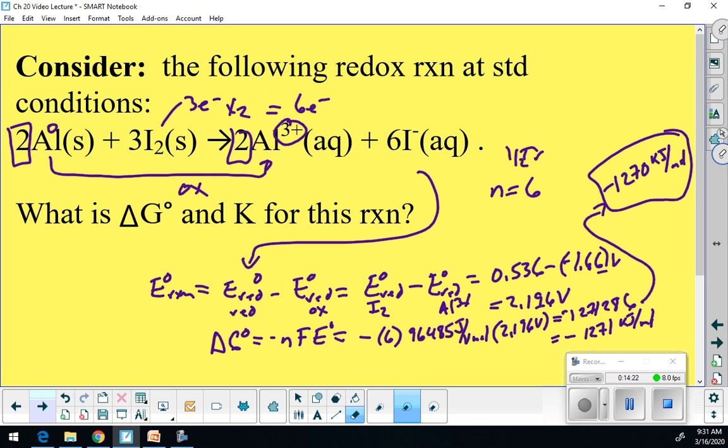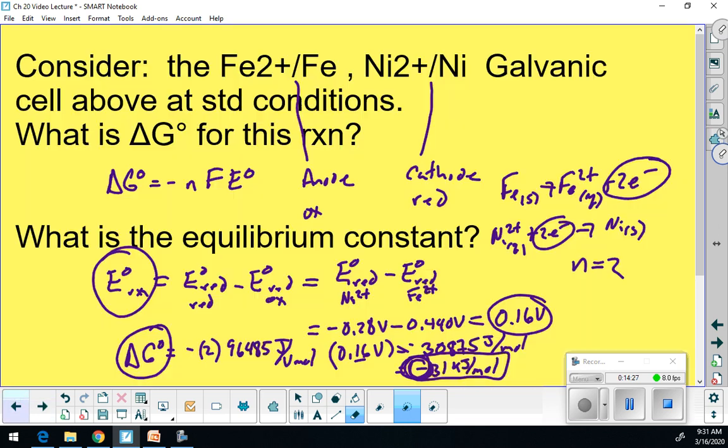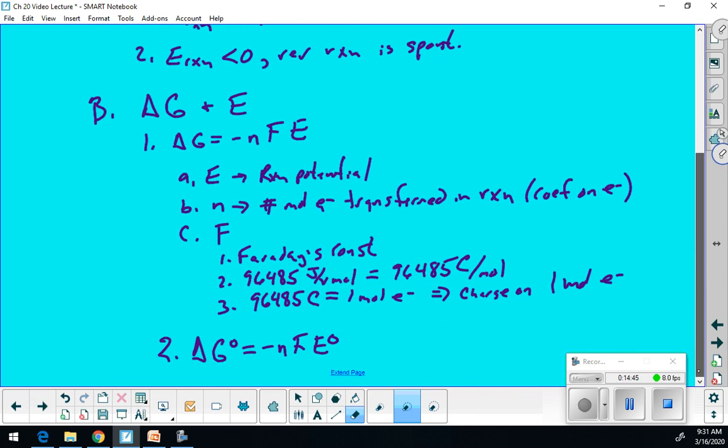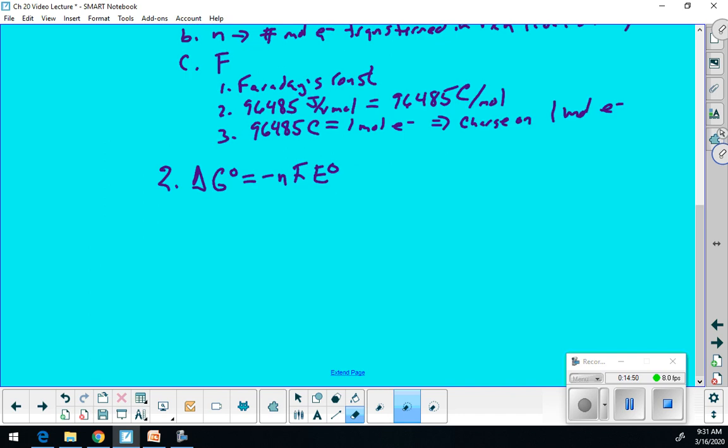Good. There we go. Now, I kind of made a mistake. I kind of left something hanging here, didn't I? Because I never answered what is my equilibrium constant. So that means there must be equilibrium tied in with this somewhere. And indeed, there is, right? So let's talk about, let's go with C. E, delta G, and equilibrium, right?